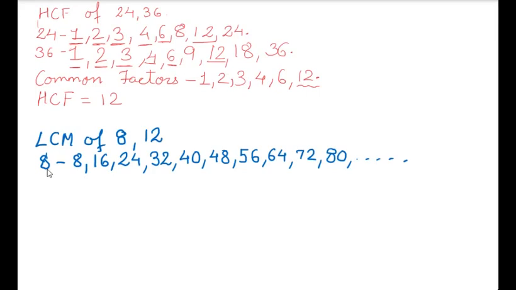Now the next number is what? The next number is 12. Isn't it? So now we will write multiples of 12. That means we are going to write the table of 12. So see here, 12. 12 ones are 12. 12 twos are 24. 12 threes are 36. 12 fours are 48. 12 fives are 60. 12 sixes are 72. Enough. This much table is enough.